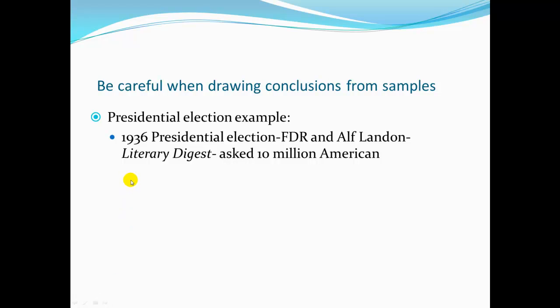But as an example of sampling going wrong, we can look at the 1936 presidential election, which was between Franklin Delano Roosevelt and Alf Landon. This was a poll done by a popular magazine at that time called Literary Digest. And this was actually a huge undertaking. They sampled about 10 million people, which was essentially their readership.